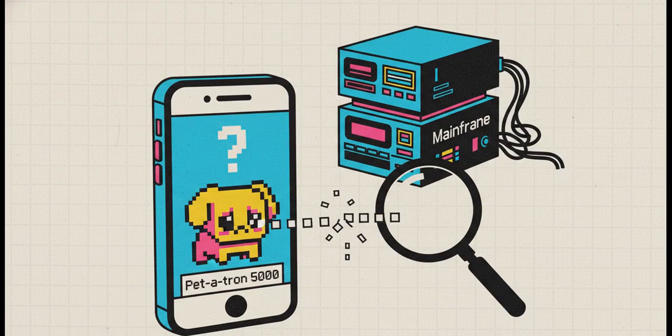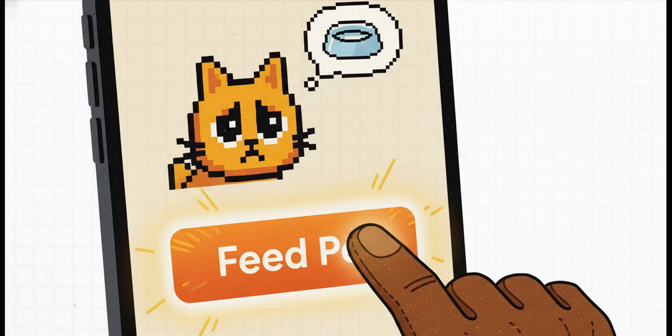Let's pretend we have this really cool app on our phone called the Petatron 5000. It's for taking care of a super cute digital pet. But we don't know how the app talks to the big computer to save our pet's progress. Time to investigate. Okay, first things first.